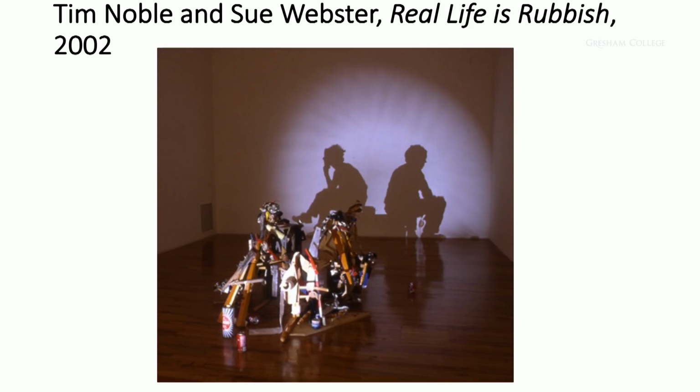Here's another much more complex version of the same thing. Tim Noble and Sue Webster are British artists, and they took a year's worth of their own personal rubbish, and they glued it all together, and it casts a shadow that shows them sitting down contemplating the fact that real life is rubbish. So they look pretty unhappy. So where is the artwork? Is the artwork there, or is the artwork there? Or is it both? You have to go back and forth, back and forth, back and forth in order to deal with this kind of strange artwork where the shadows are a real part of the artwork.